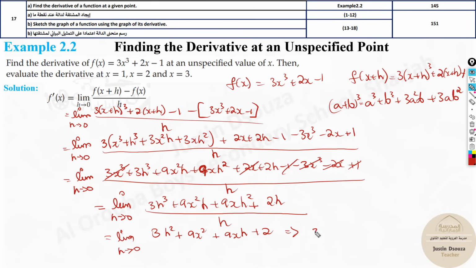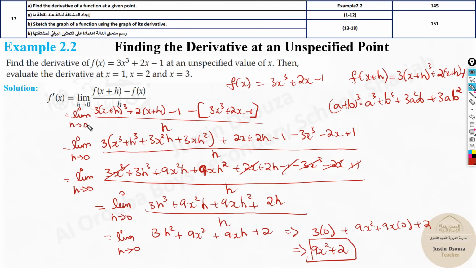What happens when you apply the limit? This will be 3 times 0 plus 9x squared plus 9x of 0 plus 2. This is the substitution over here. Wherever the h is there, they become 0. So you can directly write whatever is the non-h part. That is 9x squared plus 2. That's it. This is the derivative. We did all this formula just to get this answer.